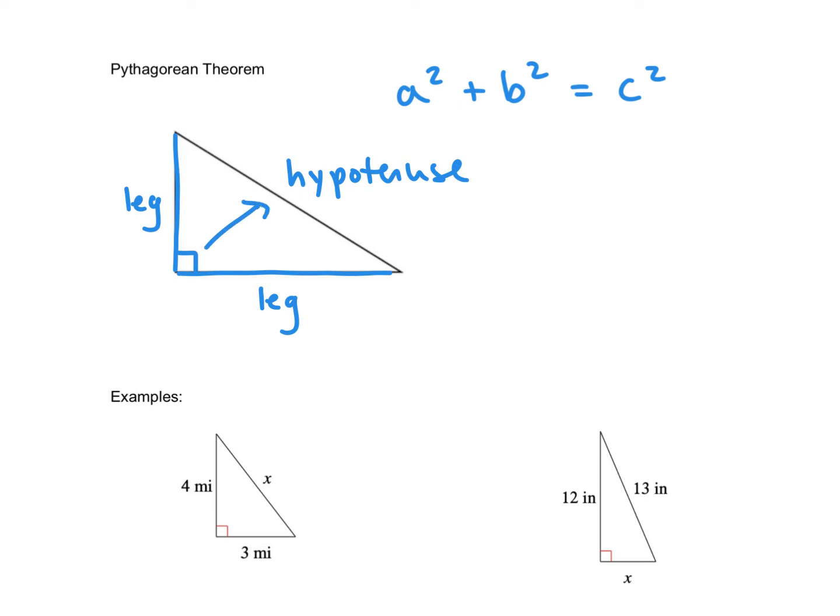In the Pythagorean theorem, the legs have to be a and b, and it doesn't matter which is which, and c has to be the hypotenuse.